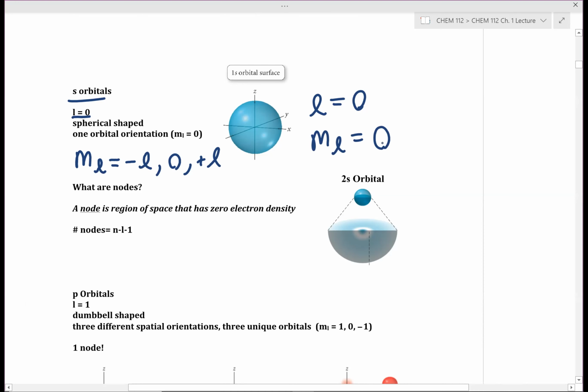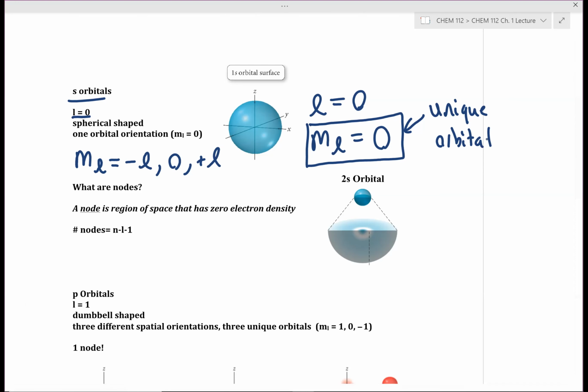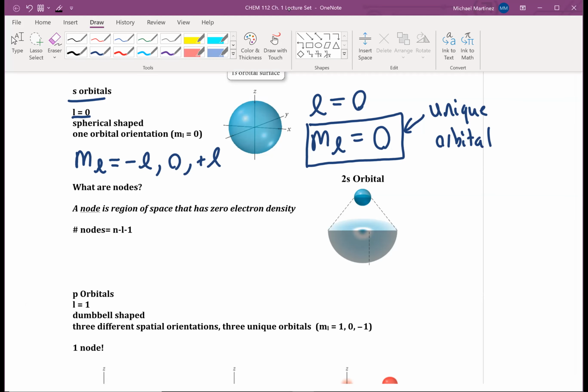The reason why we care so much about the number of unique orbital orientations is that each unique ML value gives us a unique orbital. So if we have one unique ML value, how many unique orbitals do we see for the s subshell? How many pictures do we see? 1. Because we have how many unique values? 1. Okay, let's keep going with this.